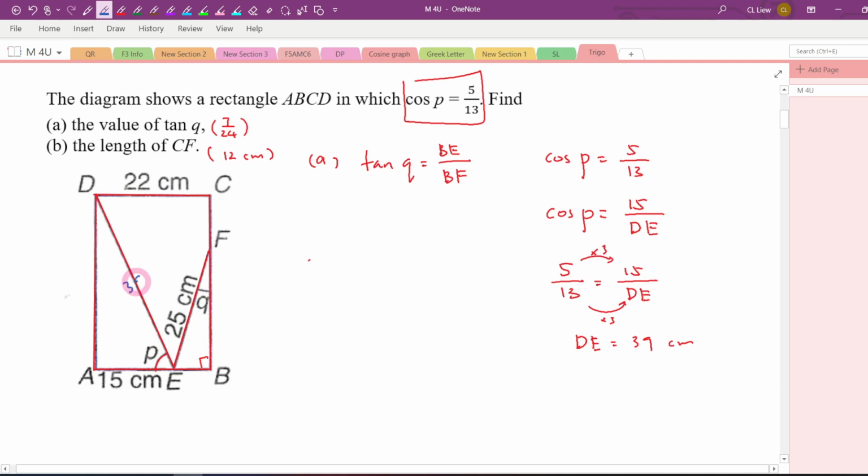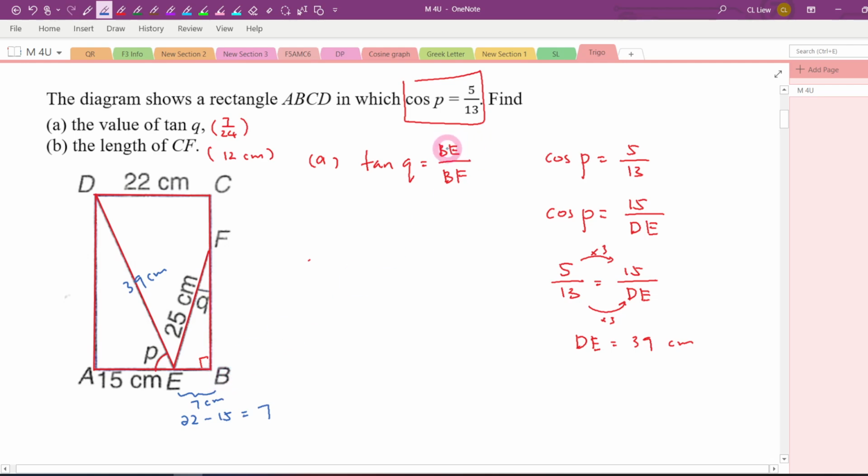This is 39 centimeter. Okay, this BE, actually we can get it easily, right? I didn't see it just now. Now BE here is actually equal to 7. How do we know it's equal to 7? Because this is a rectangle. It means that the length here and the length here are the same, right? This is 22, here will be 22 as well. So 22 minus 15, we will be able to get 7. So here is actually 7 centimeters.